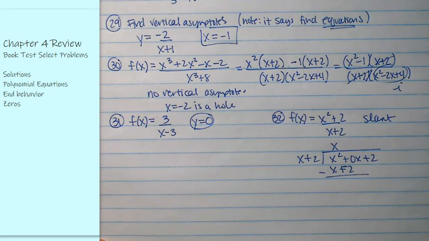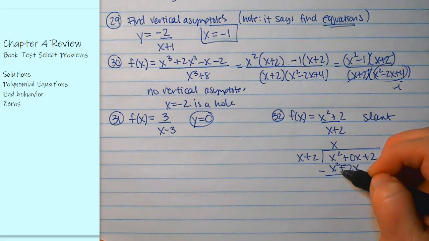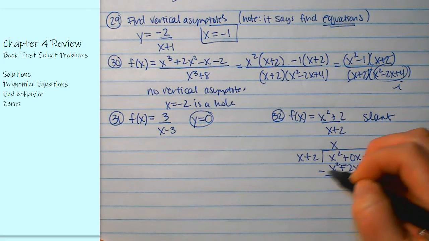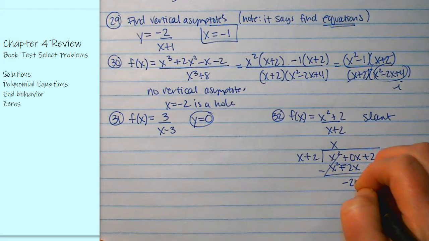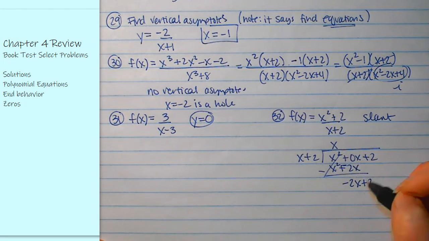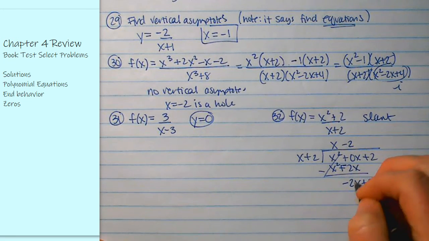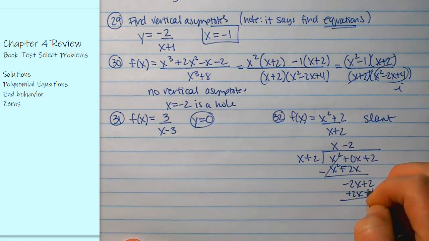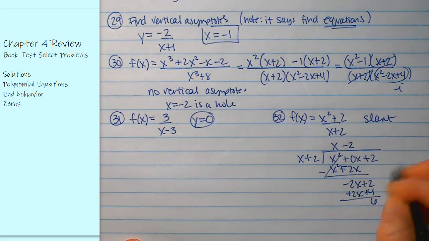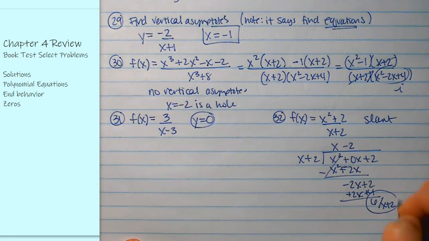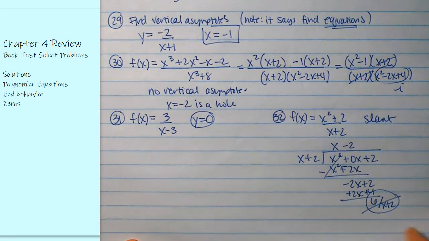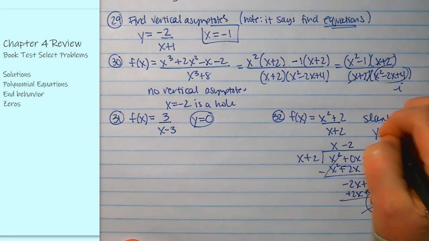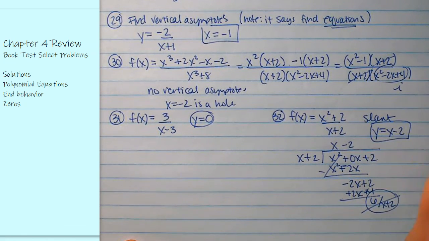All right, so x times x is x squared, x times 2 is 2x. Change their signs. This cancels. I've got -2x plus 2. X goes into -2x, -2 times. So that'll be -2x minus 4. Change the signs, and I've got 6 left over. But 6 over x plus 2 is going to 0, so I can disregard this. And my equation is y equals x minus 2. That's the y equals mx plus b for the slant asymptote for 32.